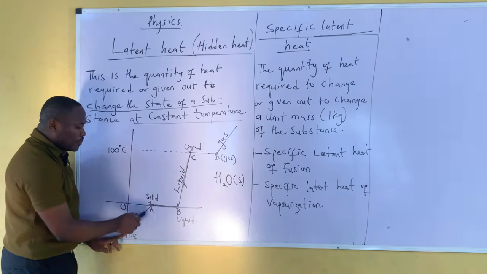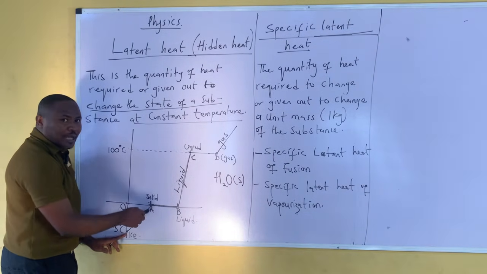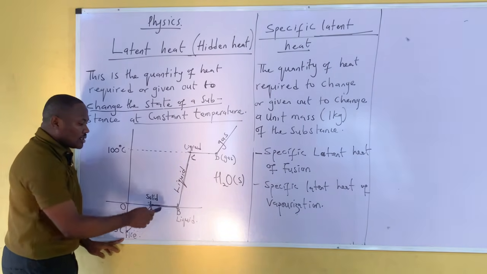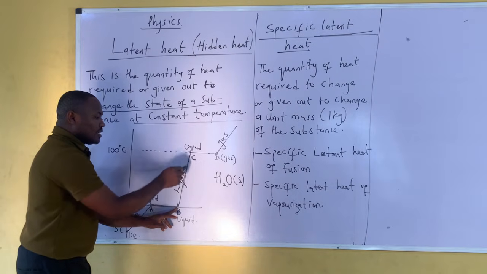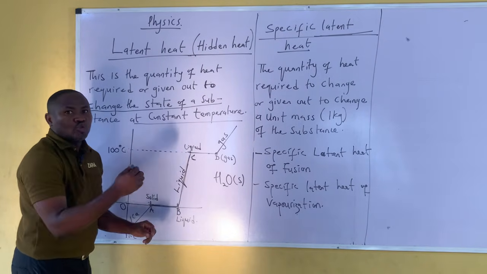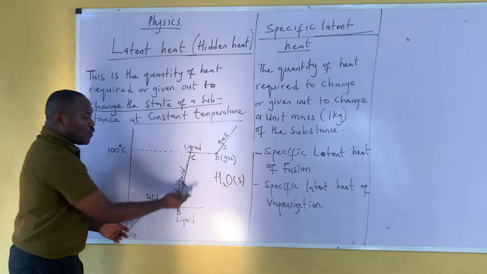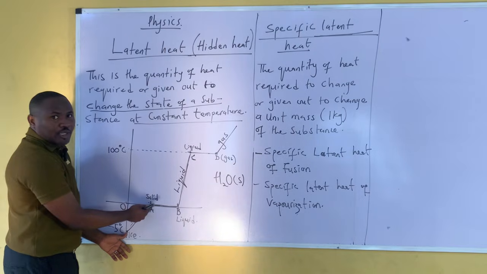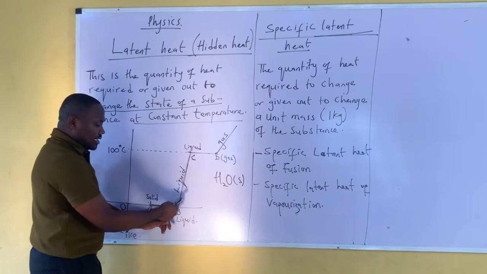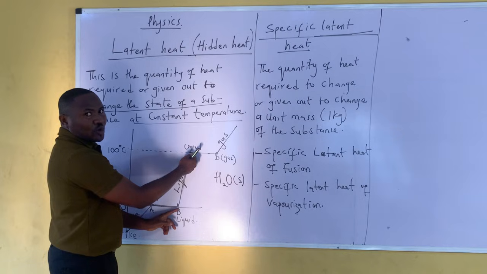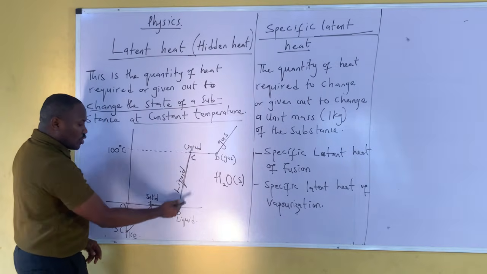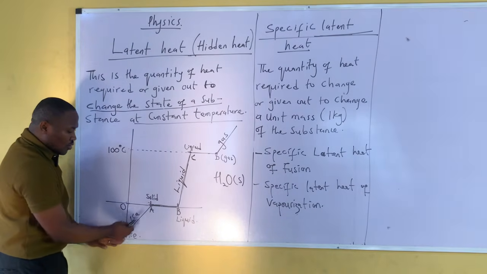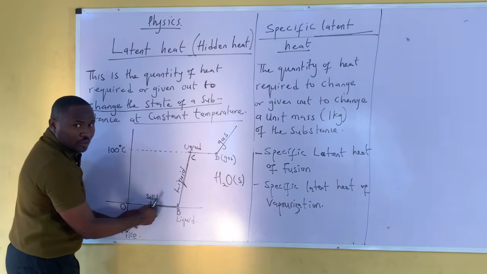What is happening here is specific heat capacity, a heat that is required to change the temperature of the substance. So this is the heat required to change the temperature of the substance. So there is a change in temperature, 0 to 100, -5 to 0. So what occurs here is different from what occurs here.